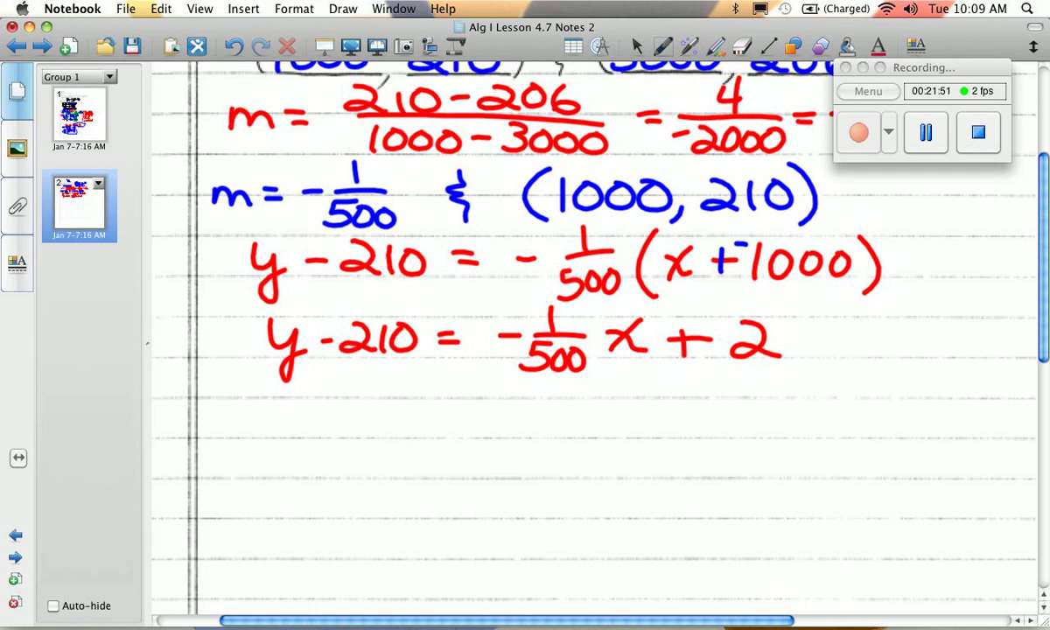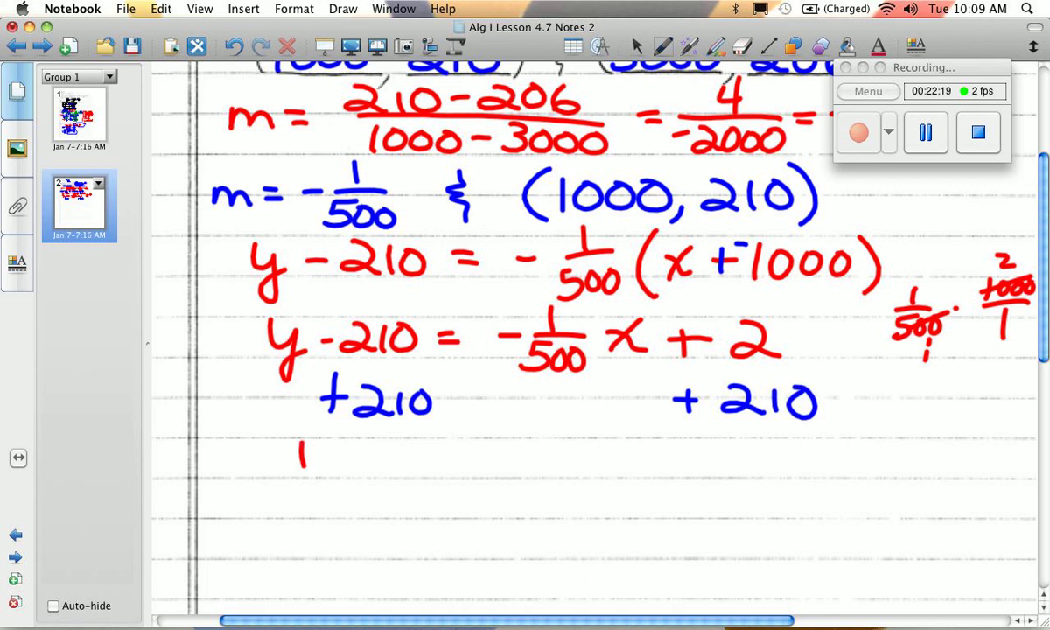Basically, all we're really doing, you guys, is this. You're saying 1/500 times 1,000 over 1. 500 goes into itself once, it goes into 1,000 twice. We get 2. Okay, we done? No, they want it in slope-intercept form, so our last move is add the 210. Okay, so add 210 to both sides.